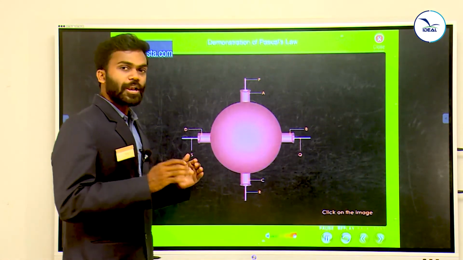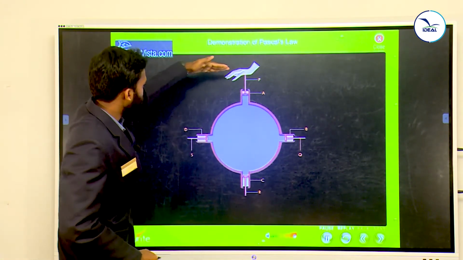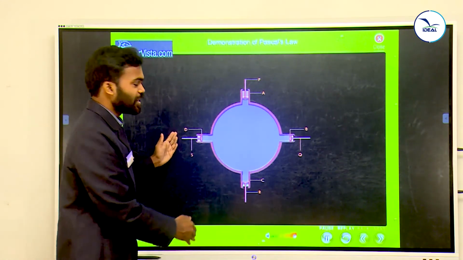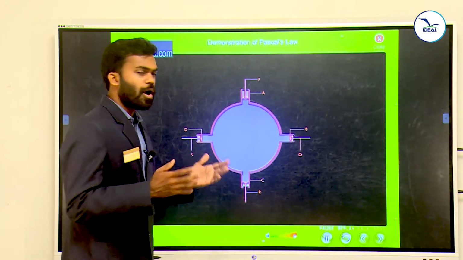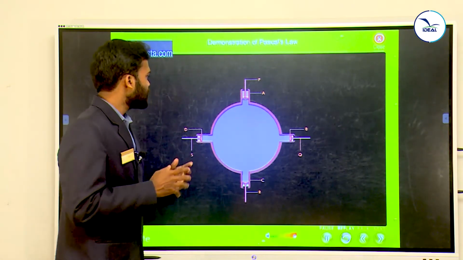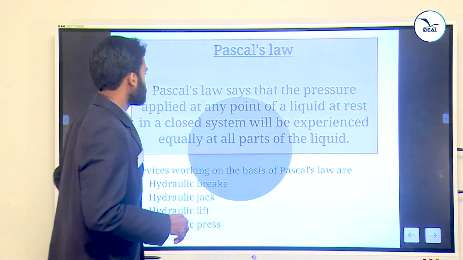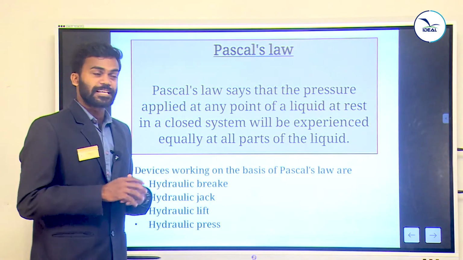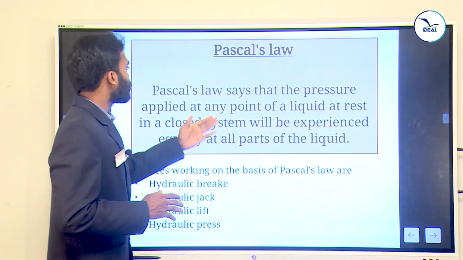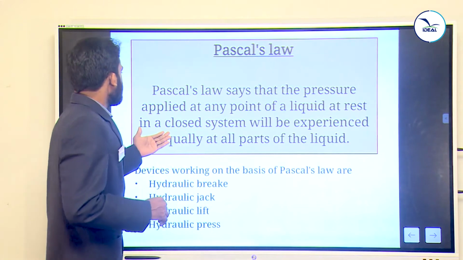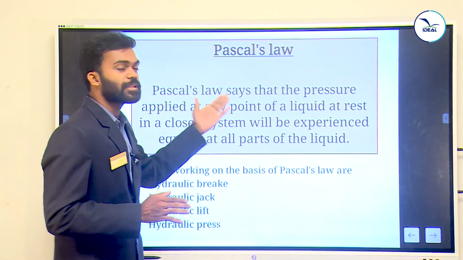Now we are filling water in the system. Now pressing C, the other pistons are moving outward. How does it happen? Let's see what Pascal's law says. Pascal's law states that the pressure applied at any point of a liquid at rest in a closed system will be experienced equally at all parts of the liquid.